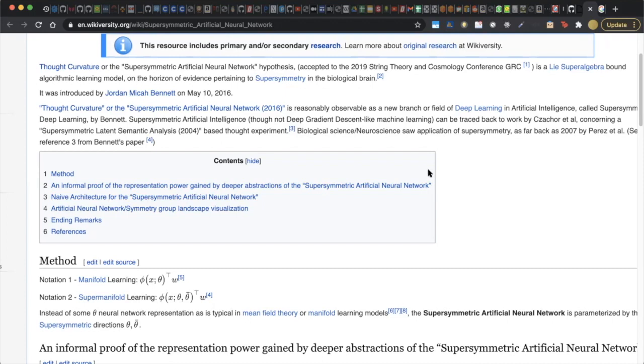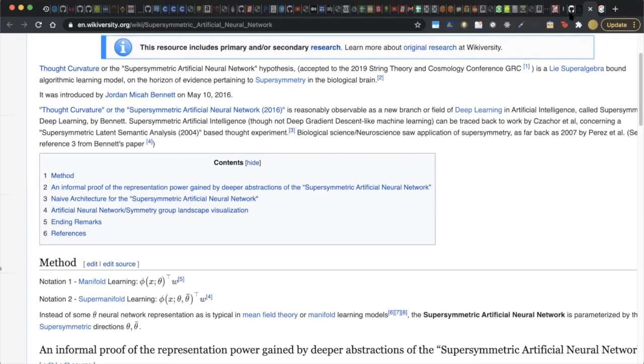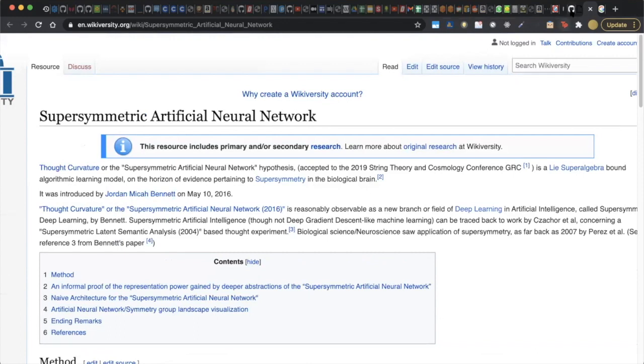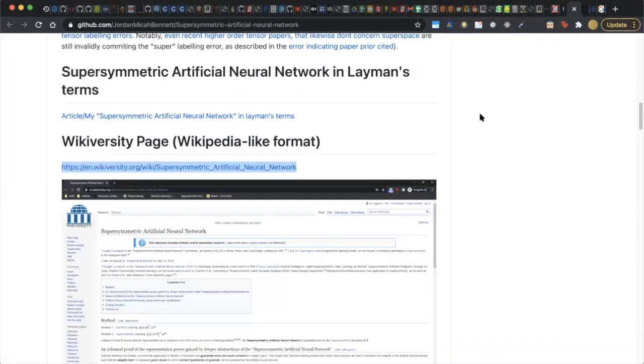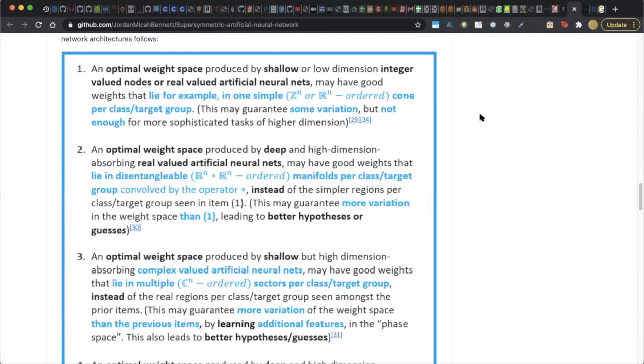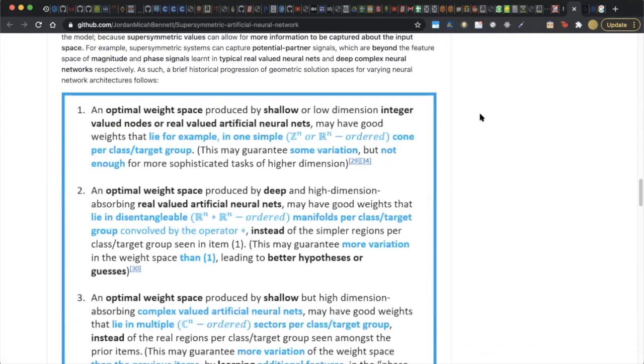Okay, perhaps we could go back to the Wikipedia page again. The Wikipedia, this one or this? Sorry, the GitHub page, sorry. Okay. And we scroll down there. Yeah, stop there. That big image there.